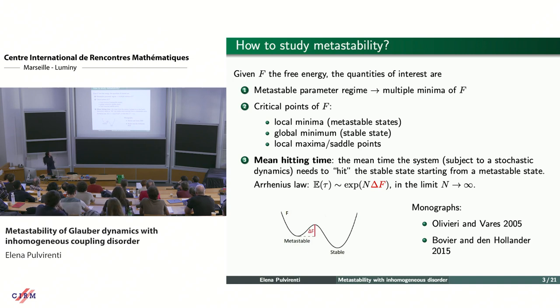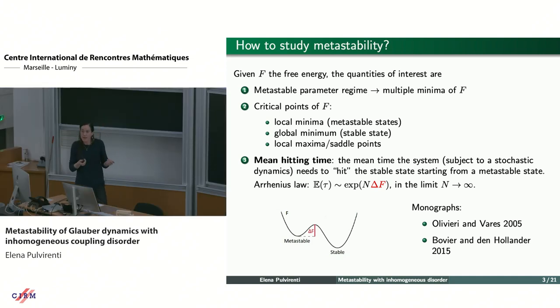Then we observe the critical points of F. The local minima are our metastable states, the global minimum is our stable state, and in between we see the saddle points or local maxima. Of course, the object we are interested in is the mean hitting time. The system, which is subject to this stochastic dynamics, is going to take a very long time to go from the metastable to the stable state. This time is also random, so we are interested in the mean time.